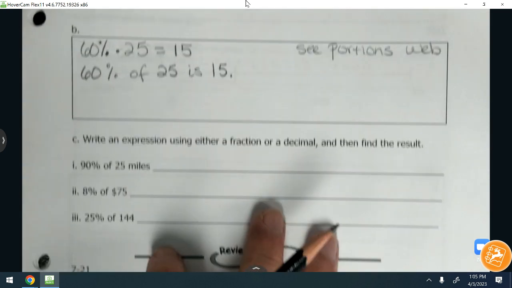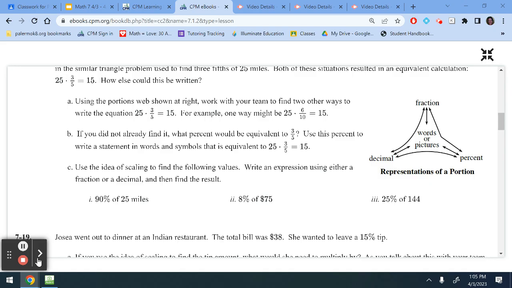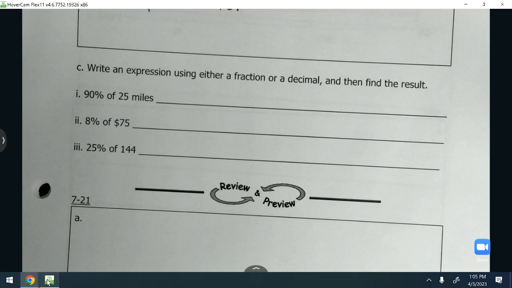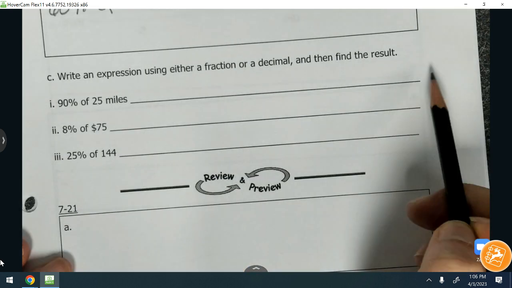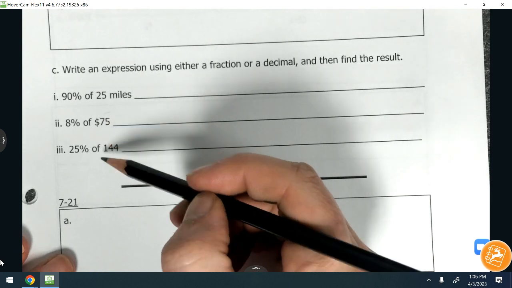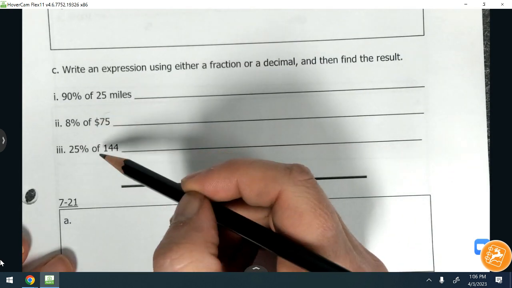So for the next one, it says on here, use the idea of scaling to find the following values. Write an expression for either a fraction or a decimal and then find the result. So if I go back over here to my notebook, I can use either a fraction or a decimal for part I. I'm going to go ahead and do both so you can then try it out with 2 and 3, or Roman numeral 2 and 3.